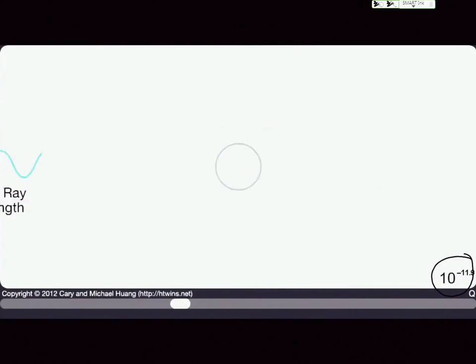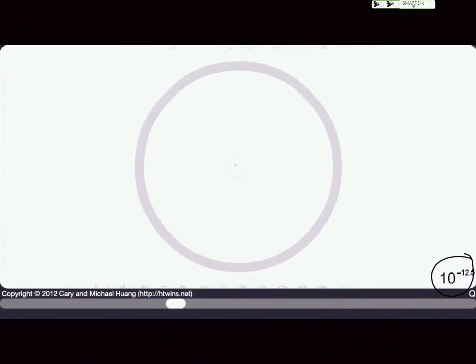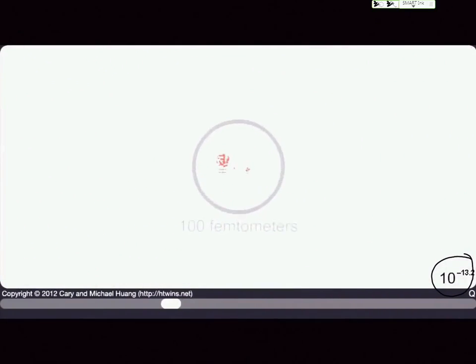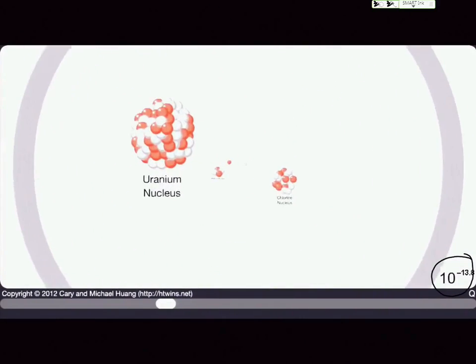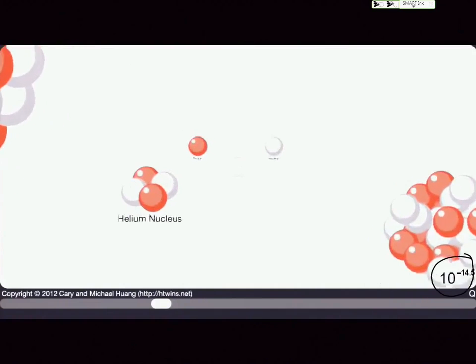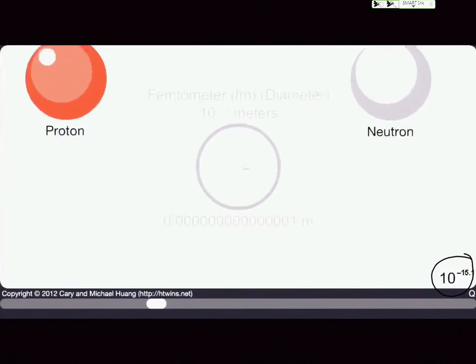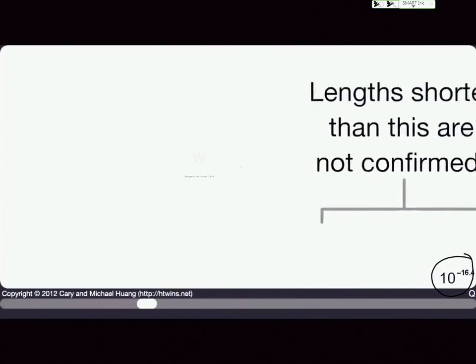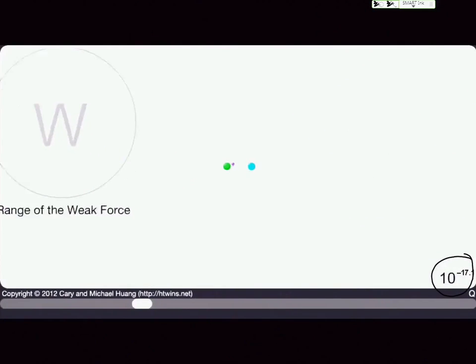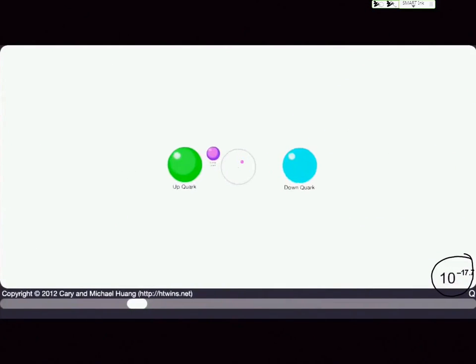We exited the part of the spectrum a long time ago that we can measure with a ruler. Now we're at femtometer scale. A nucleus. What's the smallest thing you've ever seen? We're a lot smaller than that. Even right now, these links have never been confirmed.